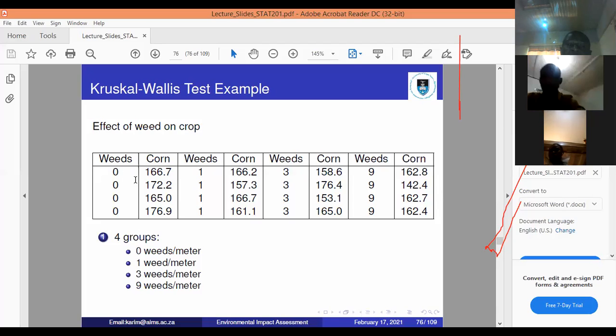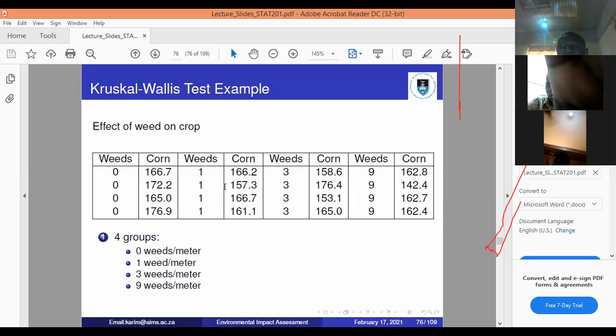So for instance, when there are no weeds at all, this was the yield for these crops. When the weed length is 1 meter, these are the corresponding yields. When the weed length is 3 meters, this is the corresponding yield. And when the weed length is 9, this is the corresponding yield. And we want to check, is the yield from each of these the same or are they different?